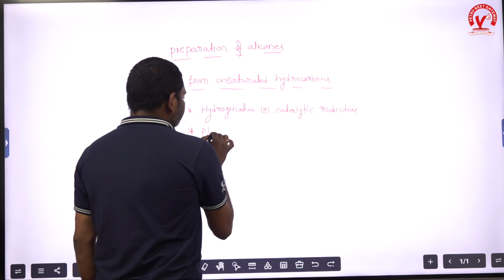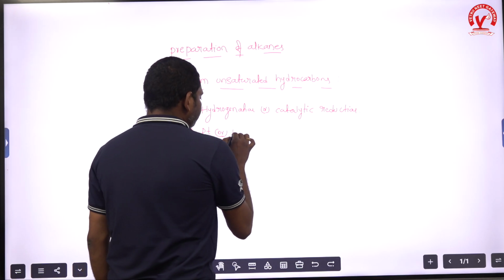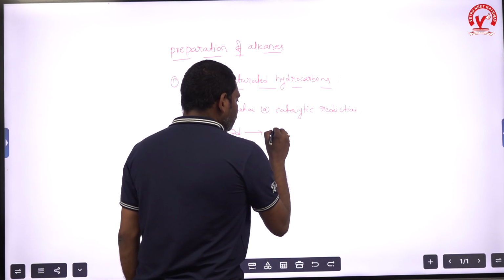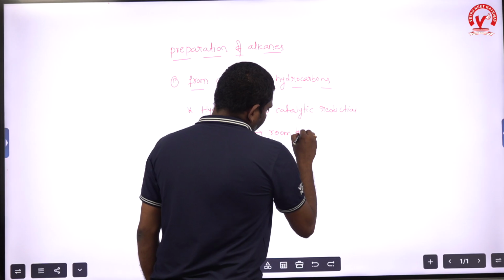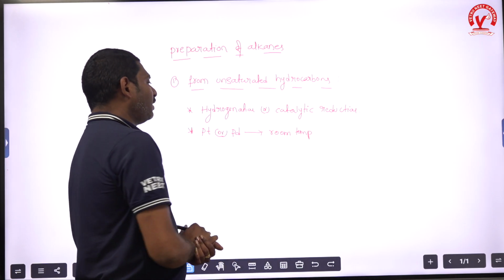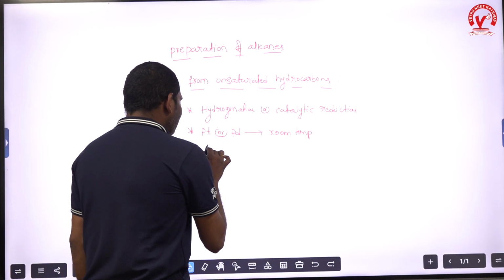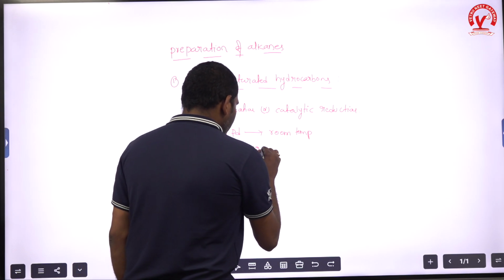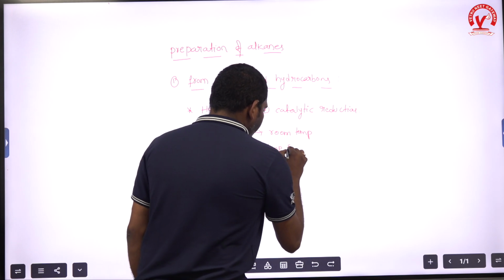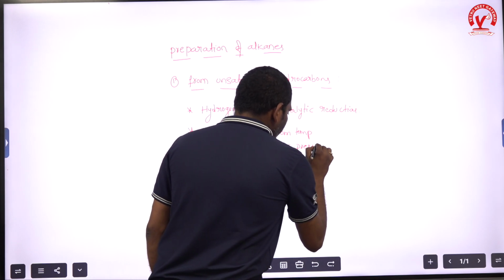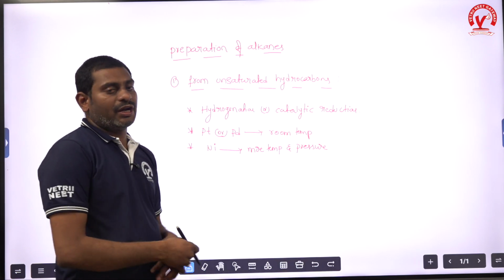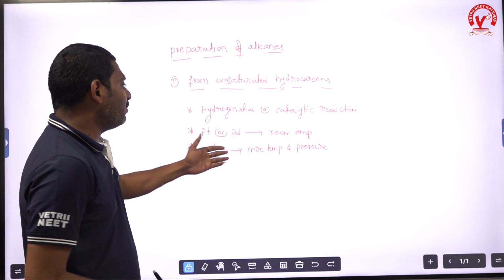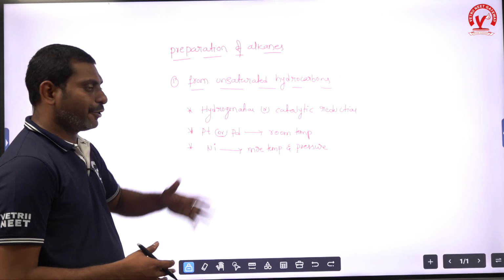Platinum or palladium catalyze the reaction at room temperature. So at room temperature the reaction will proceed. If we take the nickel catalyst, it requires more temperature and pressure. So with platinum or palladium, room temperature is enough; with nickel, more temperature is required to catalyze this reaction.